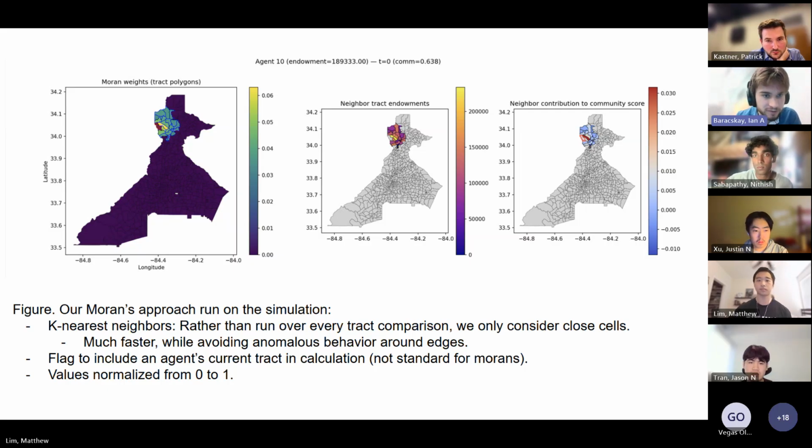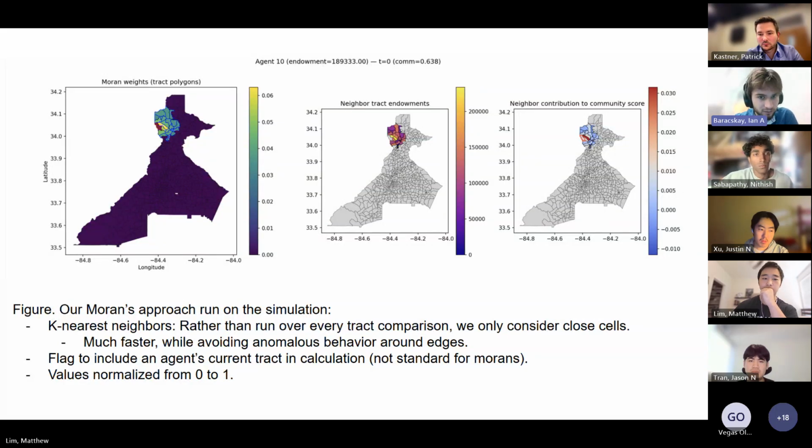You can see the ones that are closer are brighter, they're more yellow, so those will impact the community score more. So the middle one is the neighbor tracts' endowments, and the right graph is the contribution to the community score. So red means that's a tract that has a similar endowment and is thus making an agent more likely to like the current tract they're in because they're near tracts with similar endowment.